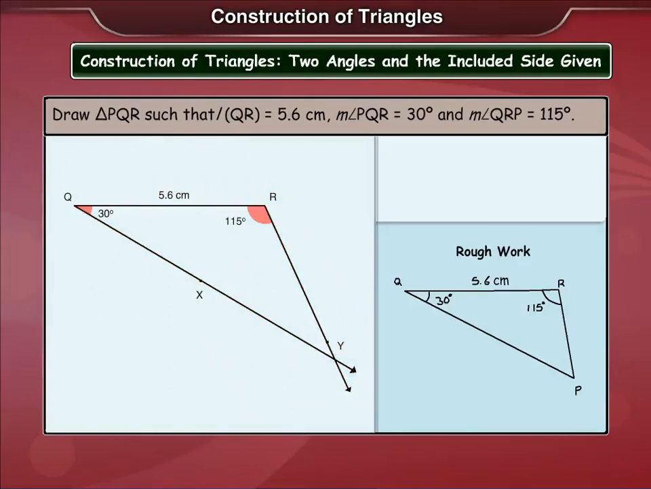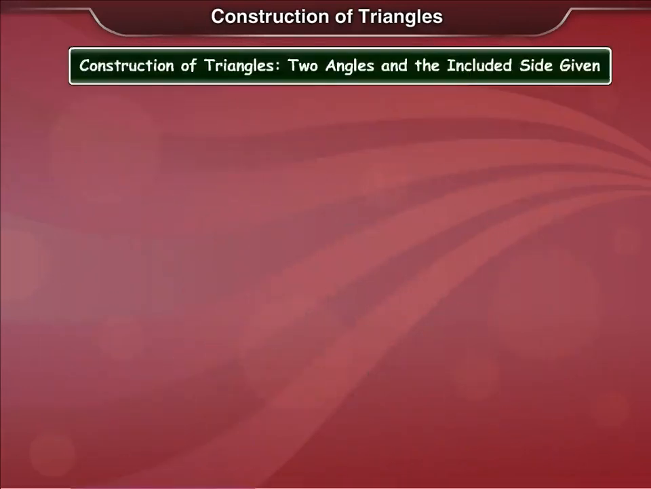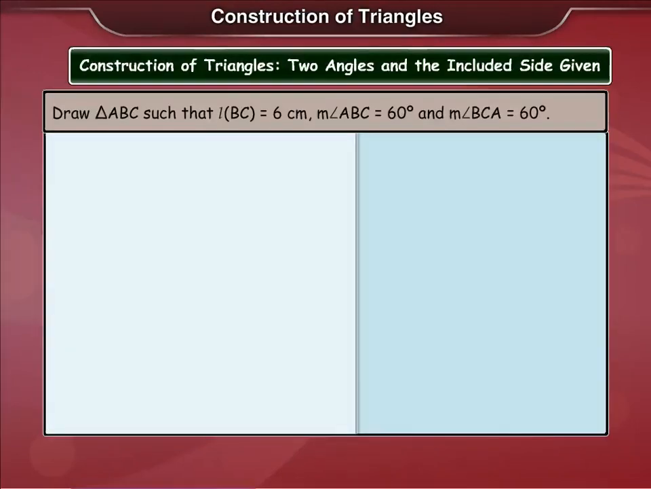Place a protractor at point B of segment BC and measure an angle of 60 degrees. Mark point X at 60 degrees. Join point B and point X to get ray BX. Angle XBC measures 60 degrees.